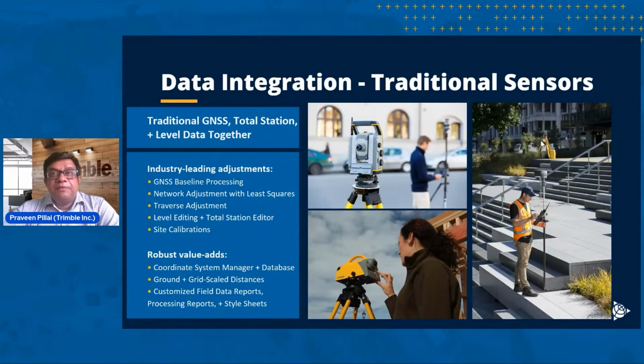And then apart from confidence, we talked about data integration as well. So what does this mean? Data integration means integrating the data from various traditional sensors like your GNSS, total station, and level data together. Once you import this data, the software has an industry standard baseline processing engine, an improved engine in the new version, wherein we can process long baselines. You can analyze with the help of some scientific modeling as well. And then you can do a network adjustment and traverse adjustment in the software.